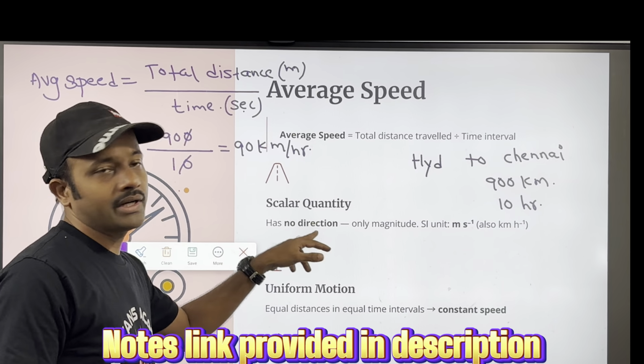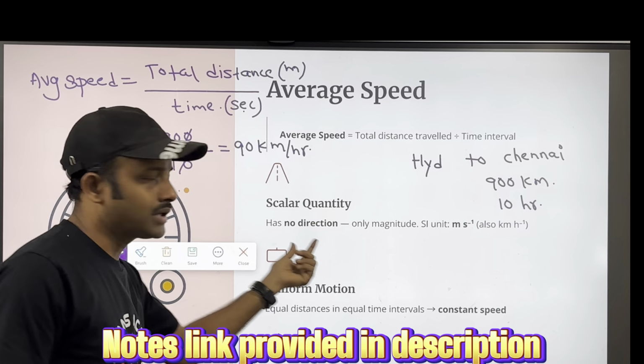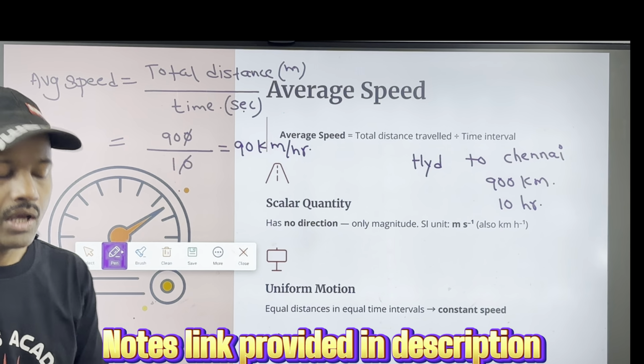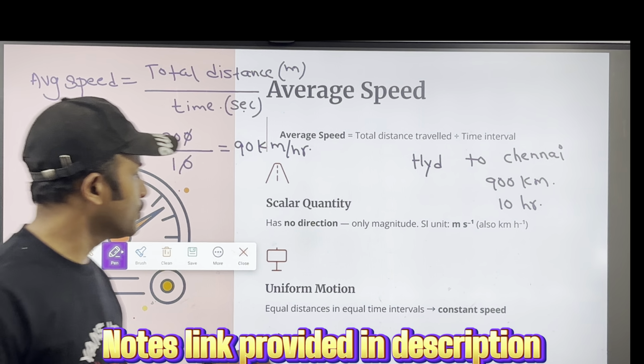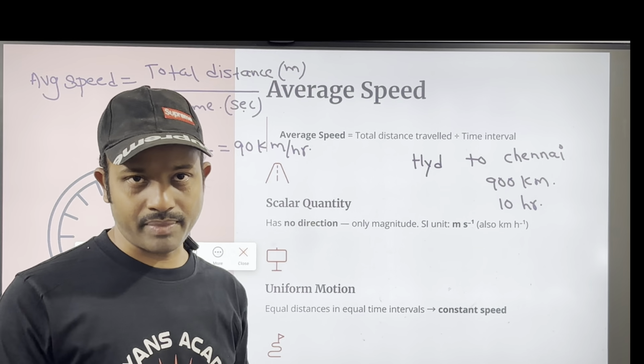Okay, it is a scalar quantity, so while doing this, no need to consider the direction. And uniform motion. So what do you mean by uniform motion? If an object covers equal distances in equal intervals of time, it is said to be uniform motion. That means the object is moving with constant speed.